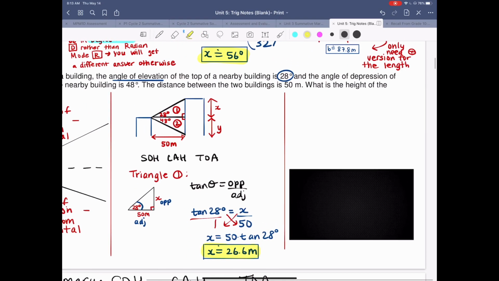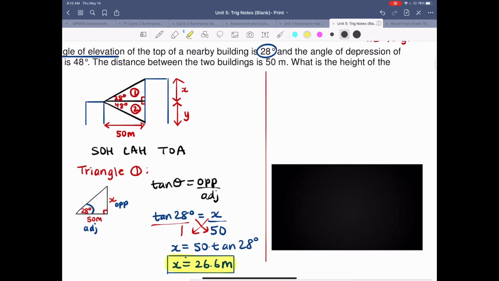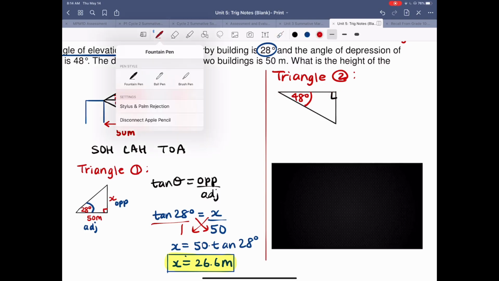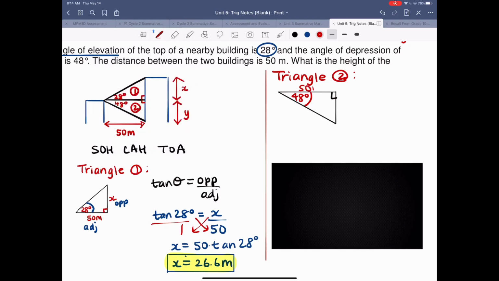Now I'm going to move on to the second triangle. So I have the x figured out. I need to figure out the y eventually. So I'm going to talk about triangle 2 now. So I have 48 degrees as my angle of depression because I'm looking down when I'm looking horizontally. This part is equal to 50 meters according to the diagram, if you followed along, and this is y.